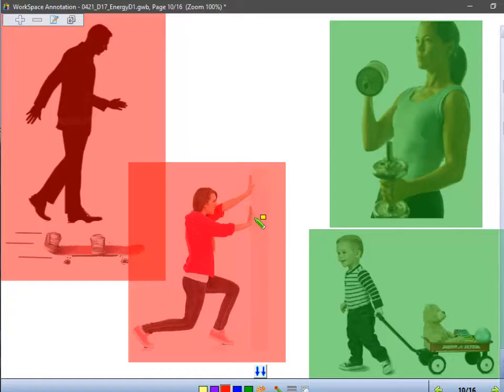There's no distance. All right, so you can see in our examples, these 2 are not doing work. In the first case, there's no force. He's not putting a force on it. In the second case, even though there's a force, she's not moving it a distance. So you have to have force and distance both. In these 2 cases, they both have force and distance, so they're doing work.